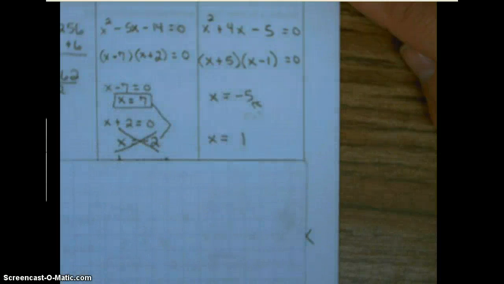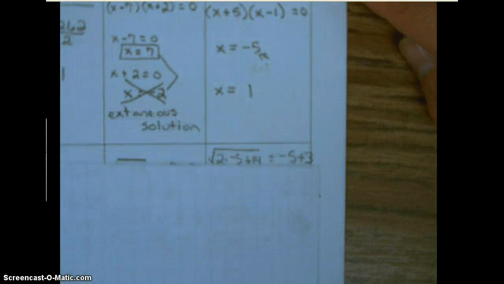Should have squared both sides. Set the equation equal to 0. Factored it. Found your two solutions. X equals 5, negative 5, and x equals 1. And then checked each one.